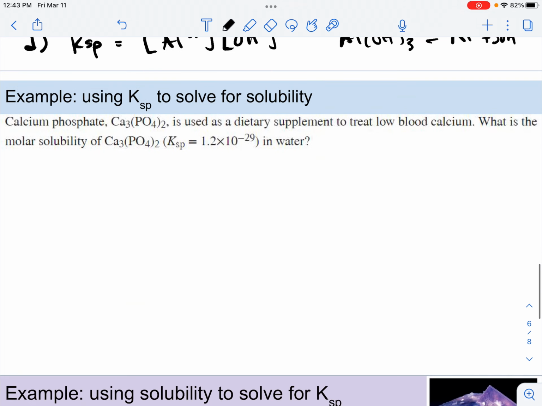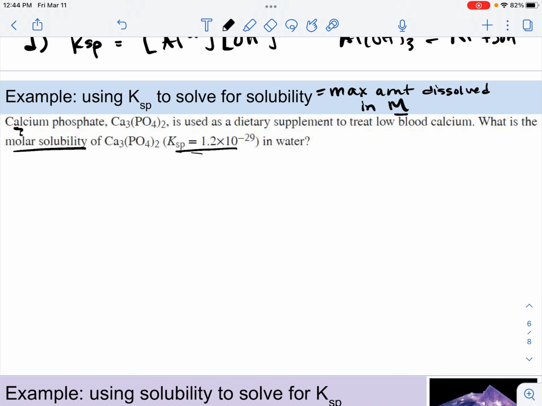All right, let's talk about solubility. Remember that solubility is talking about the max amount dissolved, and we're talking about molar solubility, so it's going to be in the units of molarity. All right, and so we can use our ICE charts and KSP to solve for this. So I'm going to go ahead and set this up just to show you. They're telling us calcium phosphate, and they want to know what is the molar solubility, and they give us KSP.